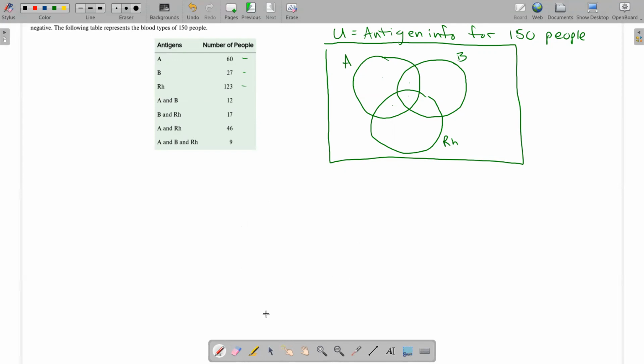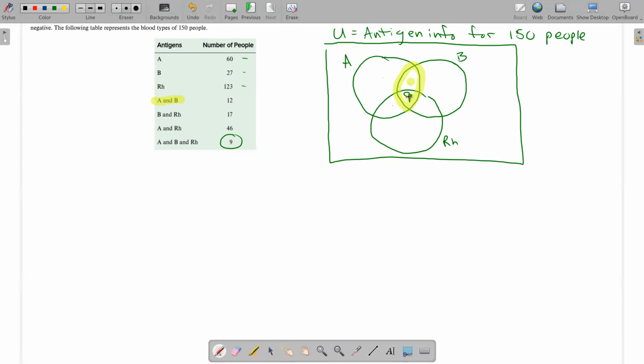Now, same thing with the A and B. The A and B, so let's highlight that, is this crescent shaped region right here. And some of those people go here and some of them go here. I don't know which yet. So it turns out I can't use that information yet either. So the only thing I can use right away is that there's 9 people that had A, B, and RH all present at the same time. And so I'm going to put that 9 right there.